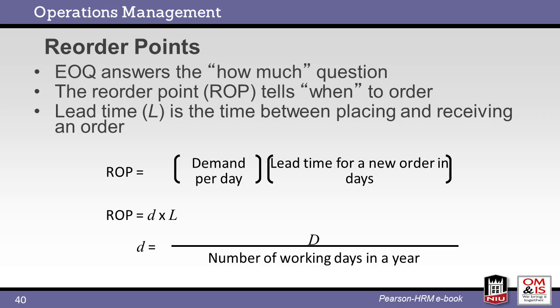Note here again that the time frame must be the same. Both values must be in terms of days. The equation may also be expressed as ROP equals annual demand D divided by the number of working days per year times the lead time in days.